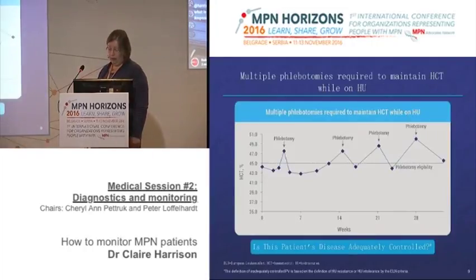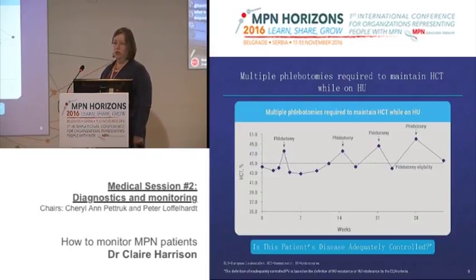What does that look like? So it might look something like this. Multiple visits, and then the dose of hydroxyurea is reduced, and all the time this patient's hematocrit is over this dotted line, the patient is at risk of having increased risk of having a thrombosis.